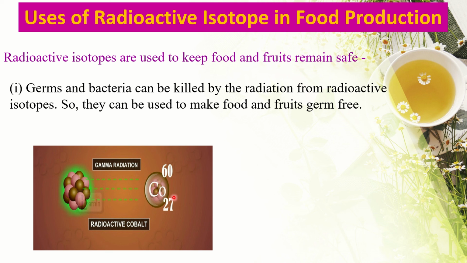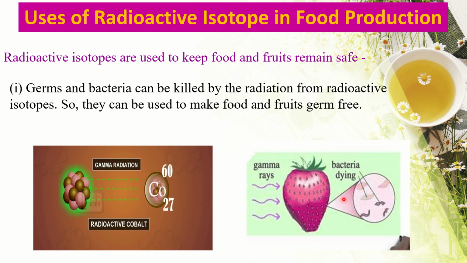Cobalt-60 isotope is used for preserving food materials. Here, gamma ray is emitted from the cobalt-60 isotope and these gamma rays kill the bacteria.